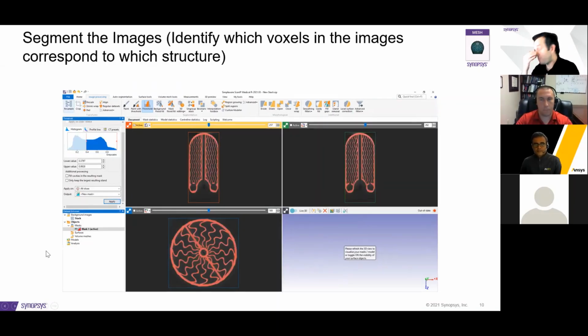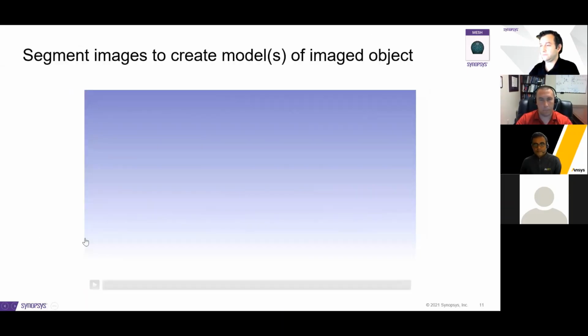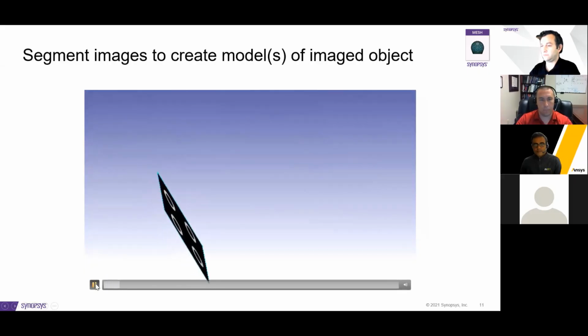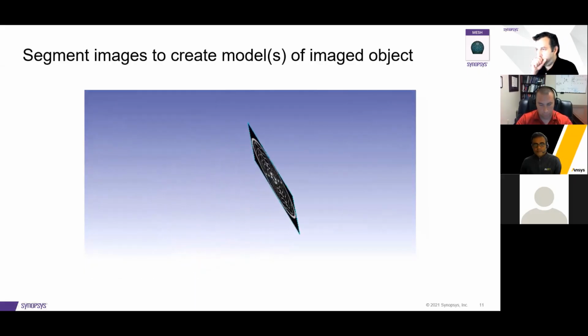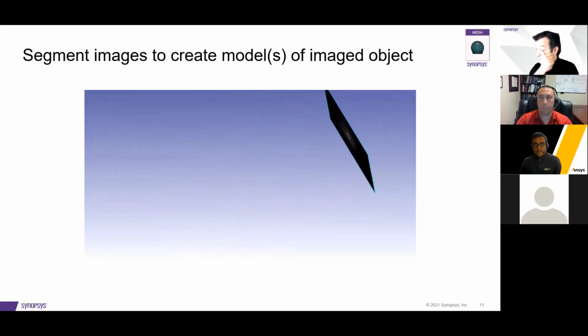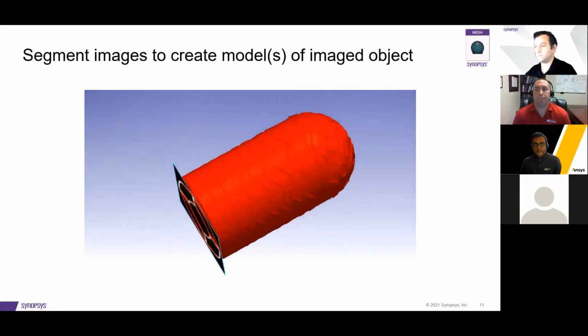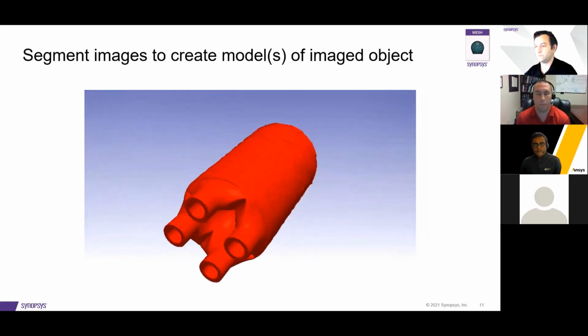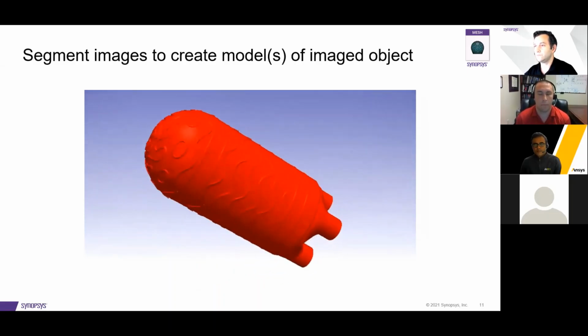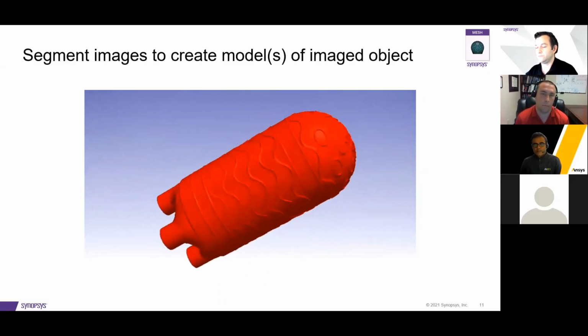We then used the onboard tools in Simpleware to identify the voxels that correspond to the heat exchanger through a process called segmentation, which allowed us to recreate the 3D part in the computational space as seen here. So here you see essentially the images, we segmented them, and ultimately what that produced is a 3D model that can be used as the basis for generating meshes for simulation in this particular case.